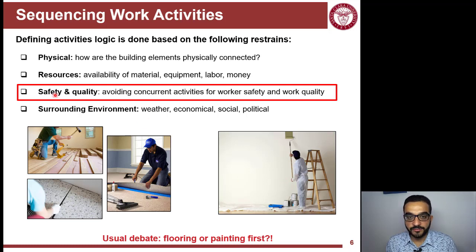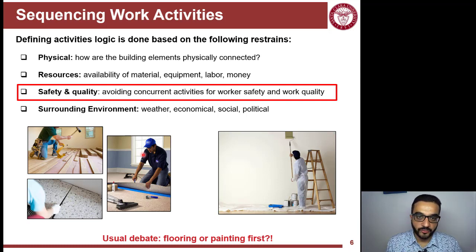The next factor here is safety and quality. You have to sequence the activities in a way that reflects first the safety of the workers and also the quality of the work that you install. As a safety example, with tower cranes, or when you install heavy things on the roof, you can't have activities happening below the roof or around the building for safety reasons. Things are falling and hitting, even if you have a hard hat. It's just a very hazardous environment for those working below or around the building.